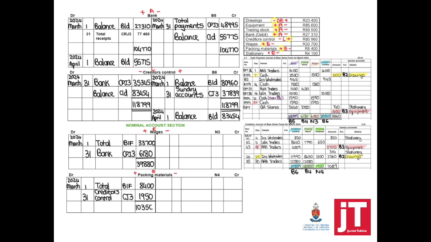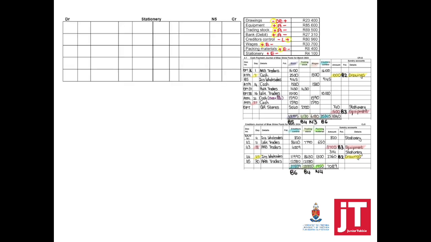Wages, there's nothing on the credit side. Packing material, there's nothing on the credit side, so we're just going to total it. Now the last one that we need to look at is our stationery. You would notice we've posted everything else. That's why we indicate when we've taken it to the ledger account, when we've taken it to the individual's account.